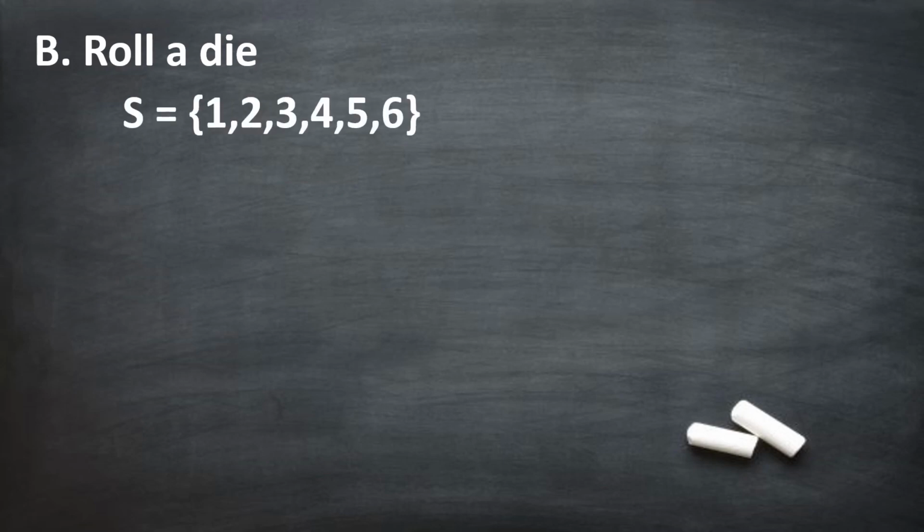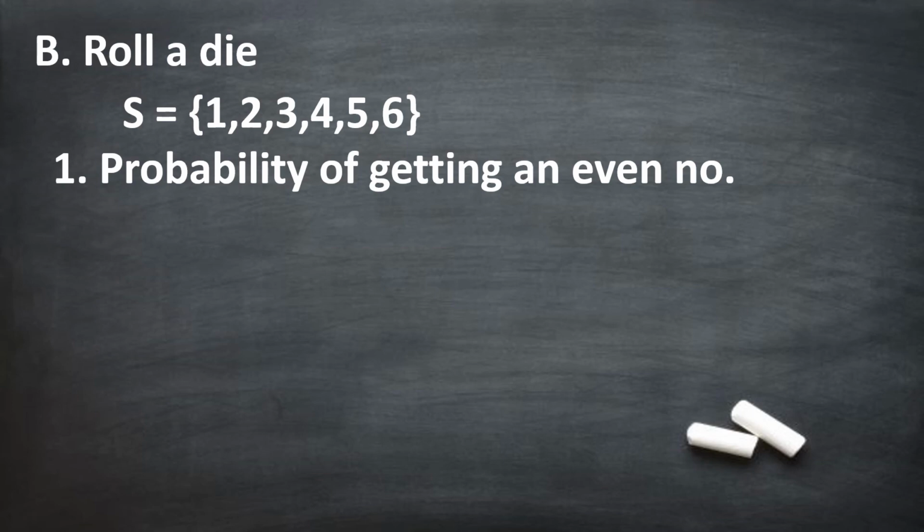So let's have another experiment, or let's have another example. Let's say the given experiment is rolling of a die. So when rolling a die, we have 6 possible outcomes, and that is the numbers from 1 to 6. Next, let's say that you're asked to find the probability of getting an even number.